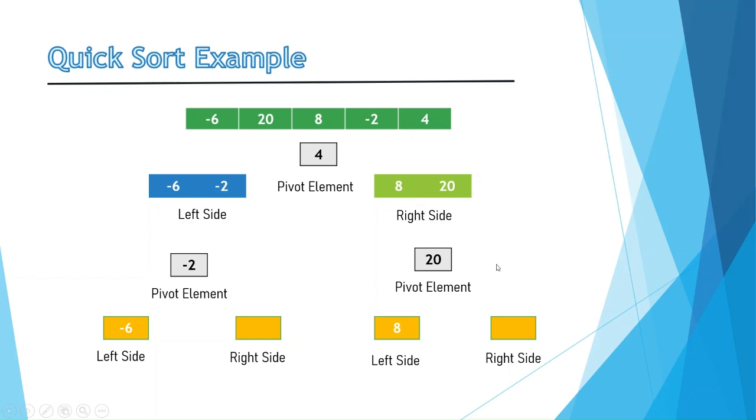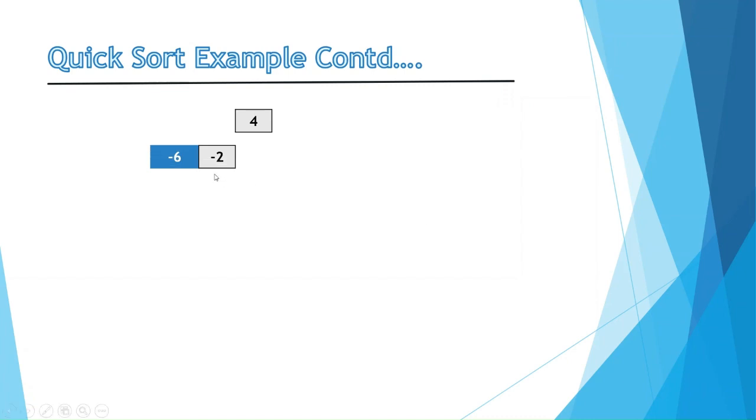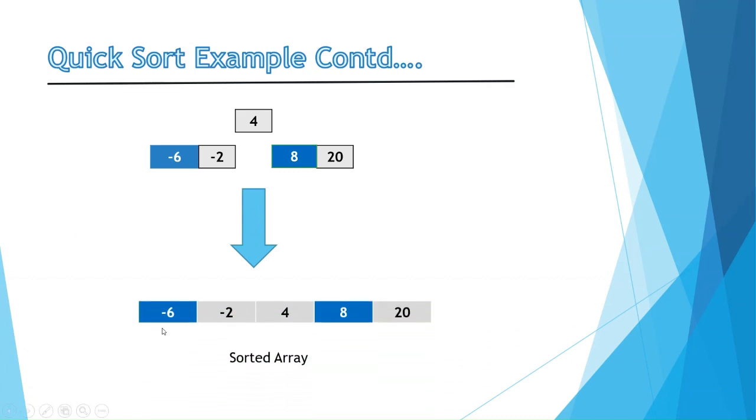Now let's move on to our next slide, where our quicksort example continues. Here you can see that we have 4 as the pivot element in the first array. Then we have -2 as a pivot element and -6 on the left side because it is smaller than -2. Then on the right side we have 8 and 20. Here -6 and 8 are elements, and 4, -2 and 20 are the pivot elements in this case.